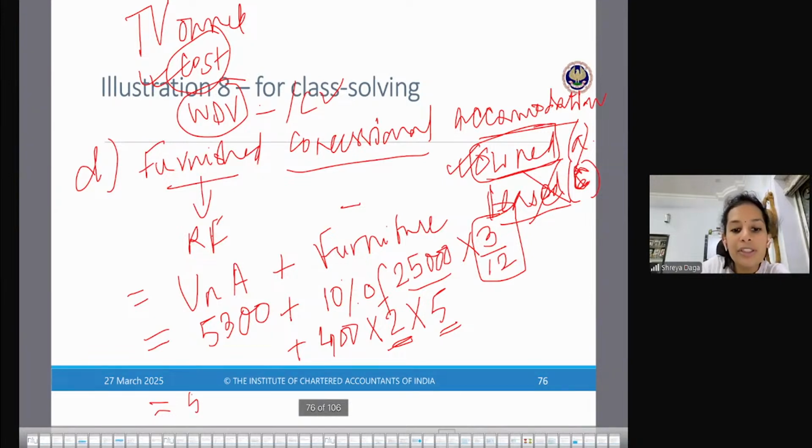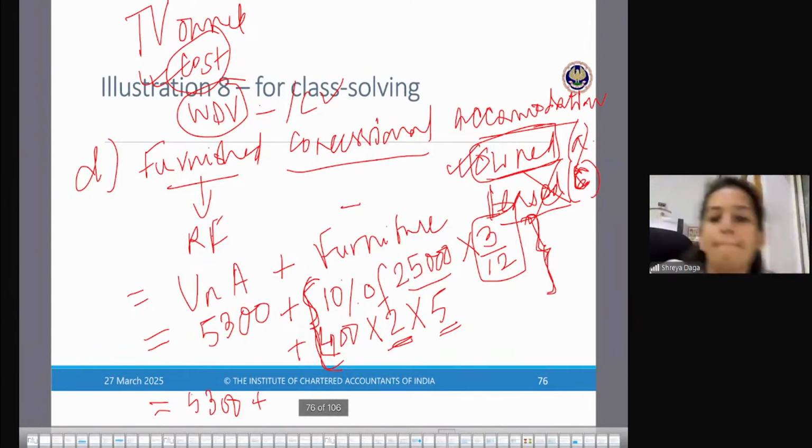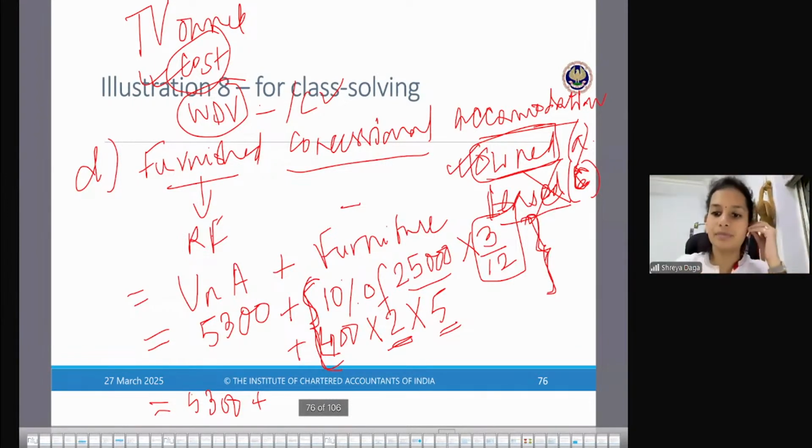I think the value of furniture in this case is coming to, who will tell me? The value of furniture, you add television and AC both and then tell me what is the value as per you. I mean, what is the value of this block? 9,300? No. What is the value of this curly bracket?